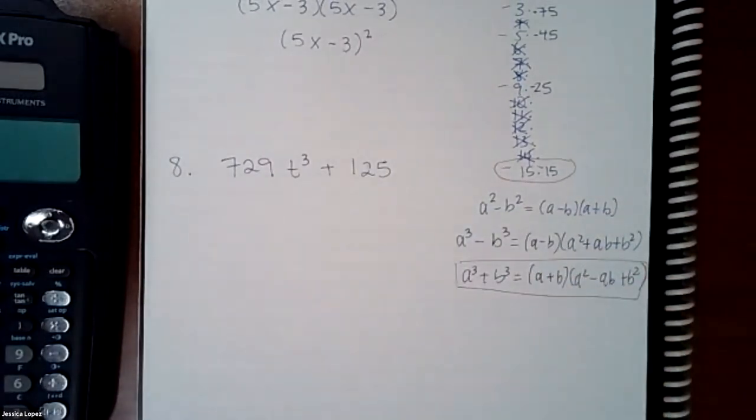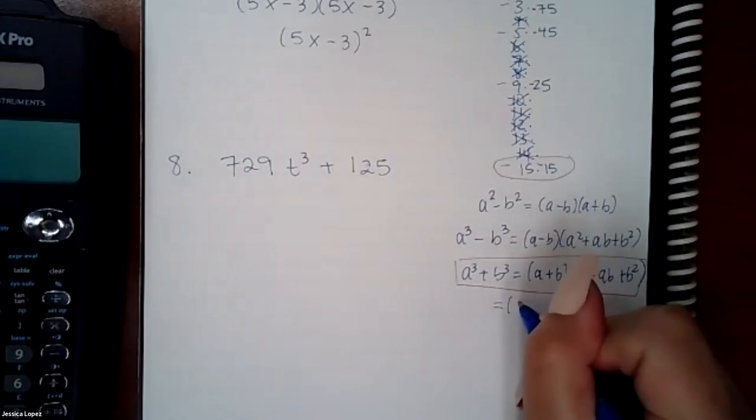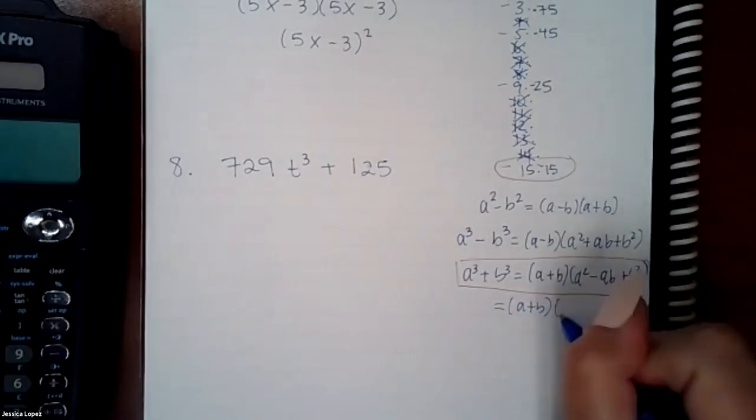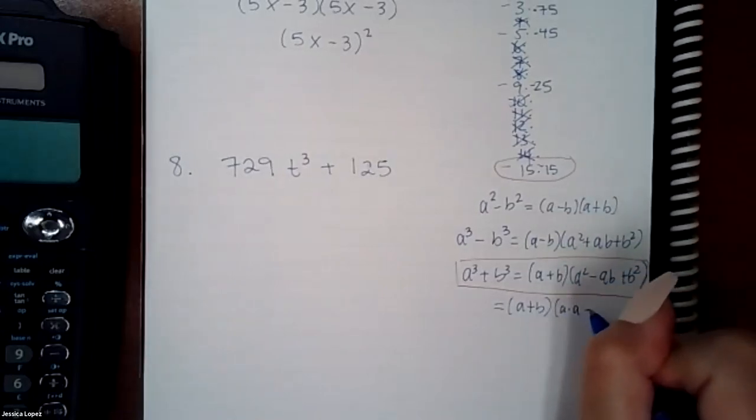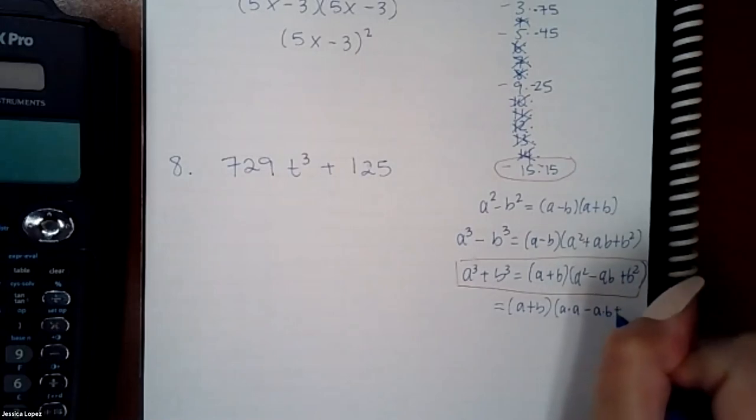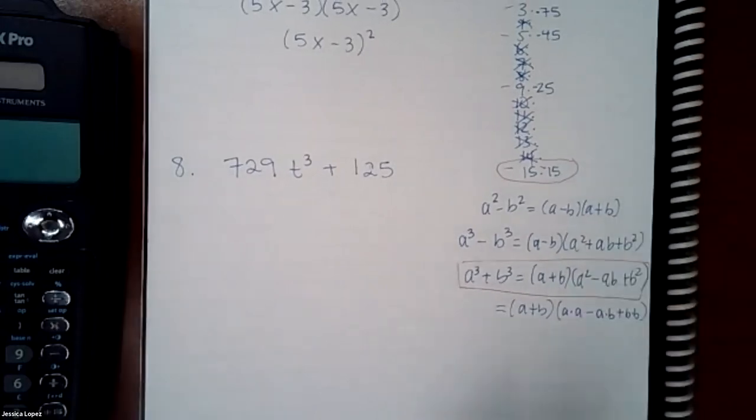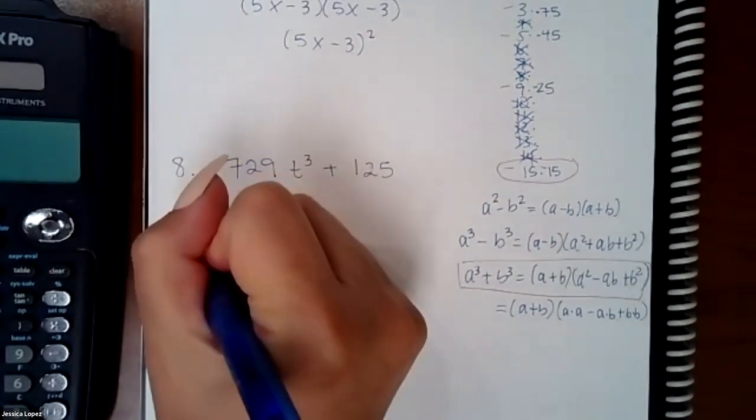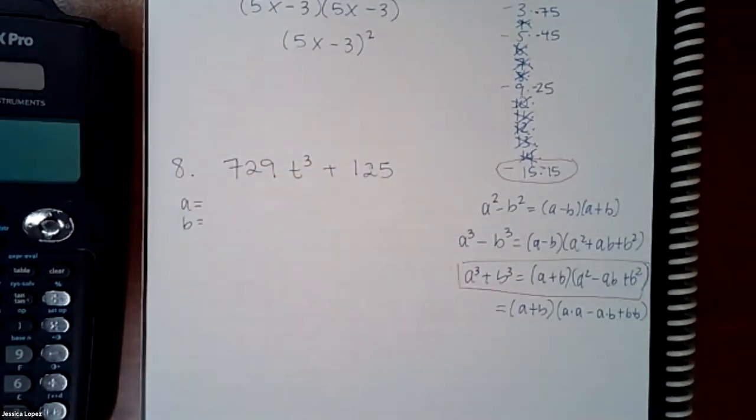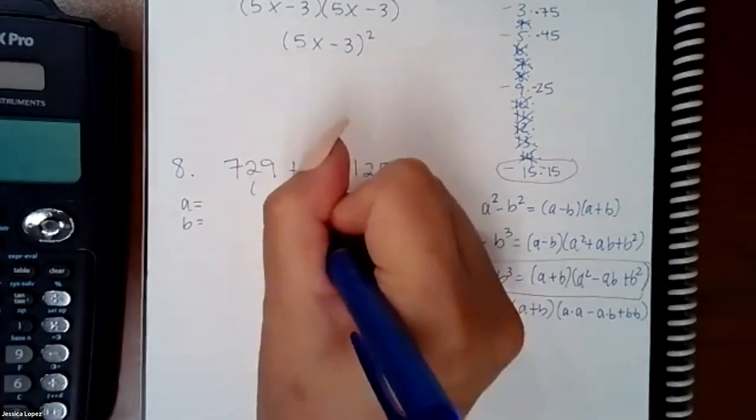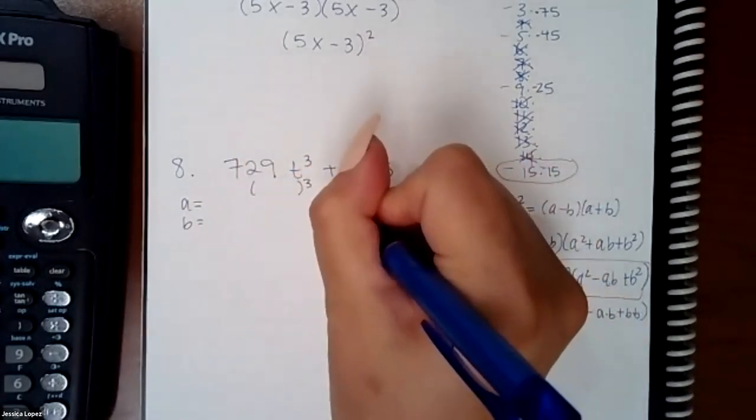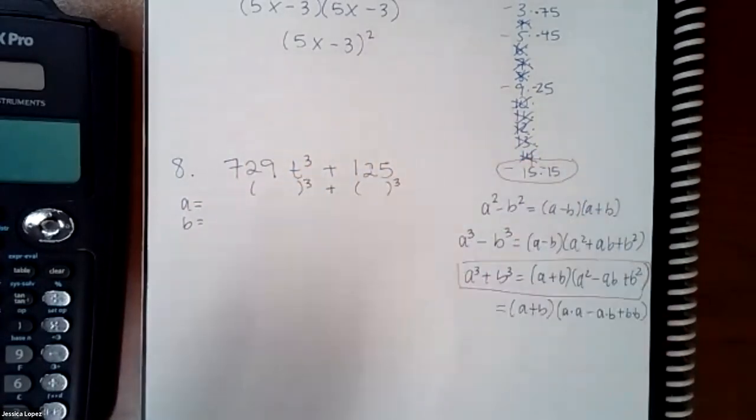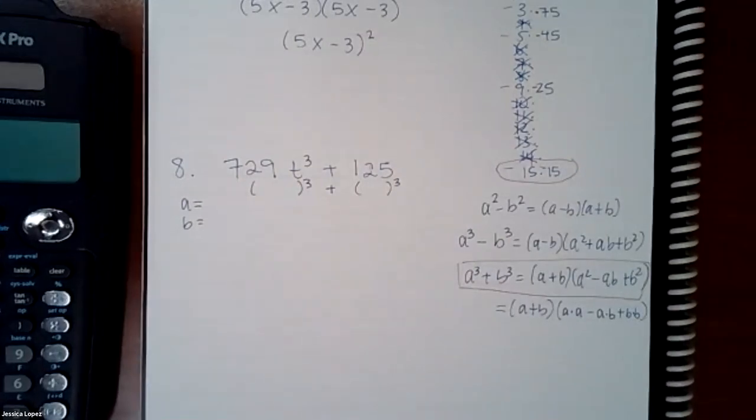Now, I like to write it differently. I like to write this as a times b, and b times b. It helps me better when I'm trying to fill in that second parenthesis, okay? But first, we need to figure out what the heck is a and what the heck is b, okay? So what in the world is being cubed here to give me that term? And what in the world is being cubed there to get the other term?